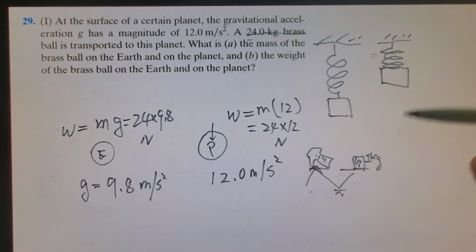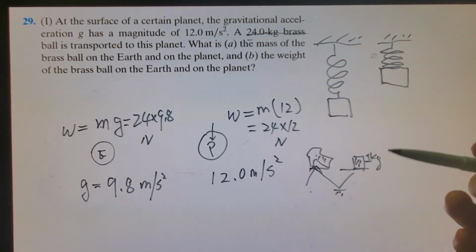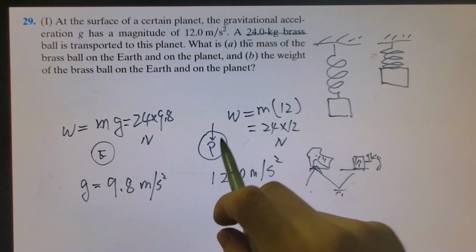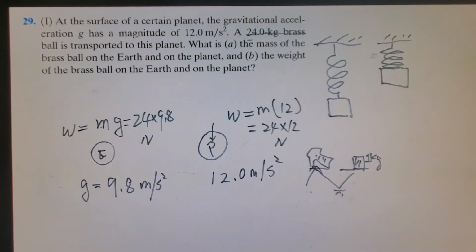So the mass is independent of where you are and is independent of gravitational force. However, the weight would depend on how big the planet is. Once again, the lucky number for this problem is 3.